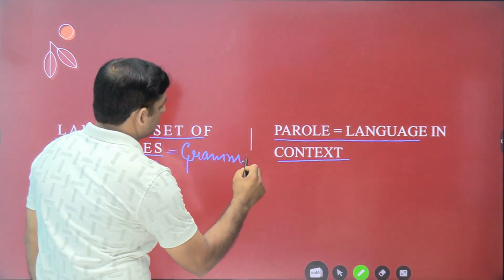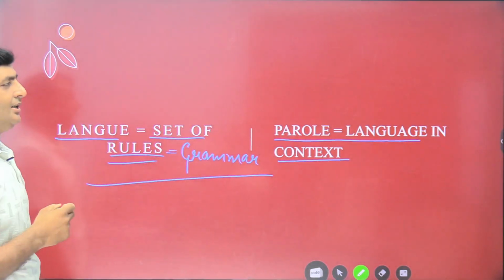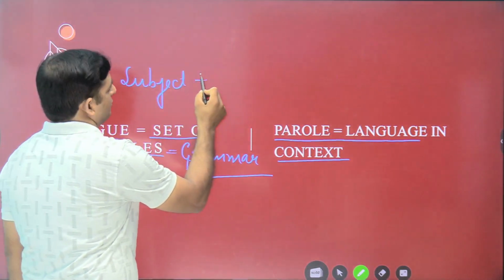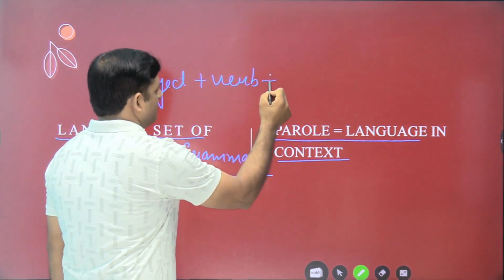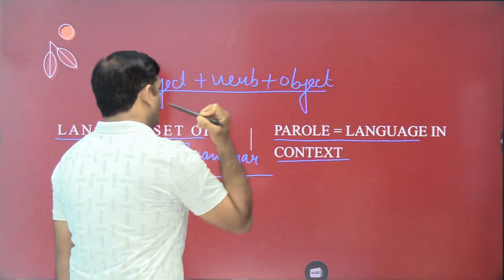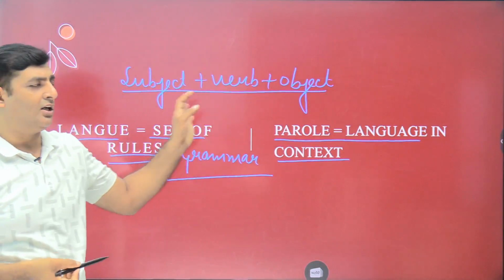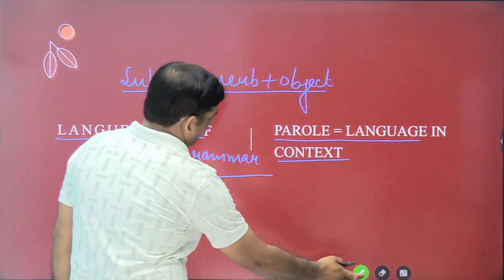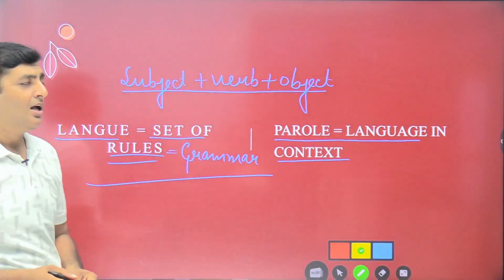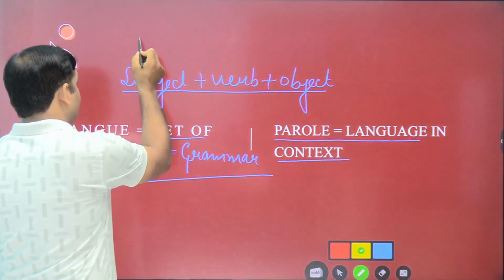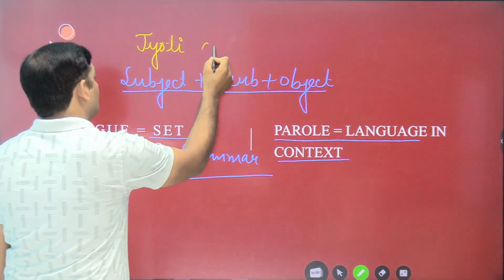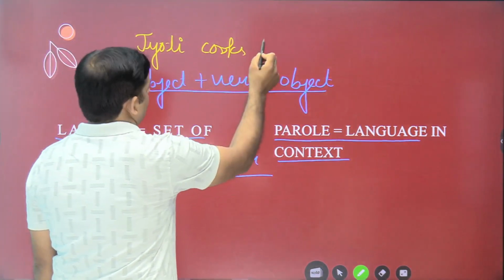For example, you write a set of rules for a sentence: subject, verb, object. This is a set of rules. If you want to write a sentence, this is the general pattern. Subject is followed by verb, and verb is followed by object. Subject, verb, object. But if you write a sentence here, Jyoti cooks food.